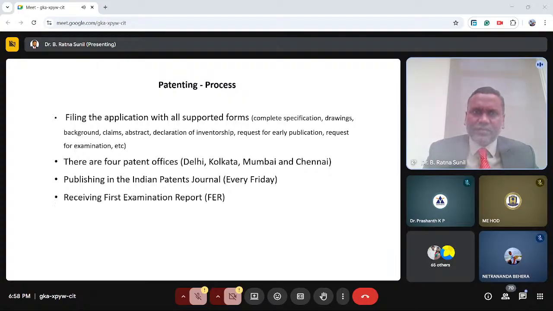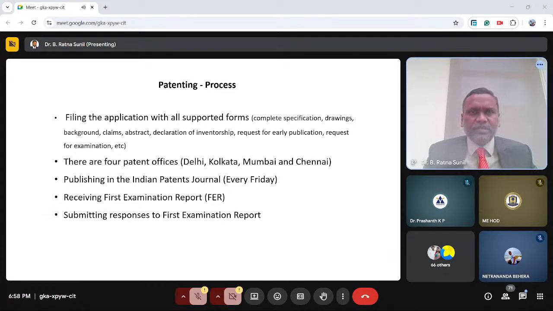Publishing in the Indian Patent Journal is the next step. Then we receive the first examination report after publication, like journal paper comments. Our invented work is also examined, and then we receive the first examination report. We submit the response to the first examination report. We justify the novelty in our patent, and we justify the comments raised by the examiners, and we submit. And if required, we may receive a second examination report also.